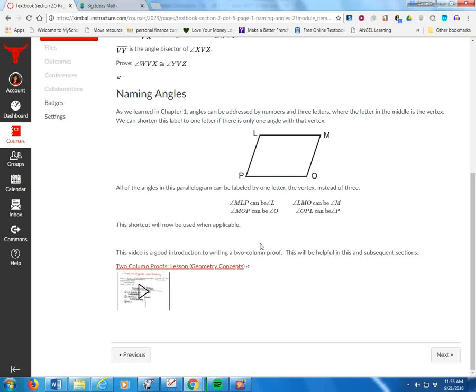All right, so section 2.5 had a few pages to it. And in the first page, we went back and just reviewed a little bit about how to name angles. And remember, if you only have one angle at that vertex, you can just call it a single letter. But if you have more than one angle at that vertex, you have to use all three letters. So what they're saying here is, because in this example, I could call this angle LPO, or I could just call it angle P. Well, with proofs, we're always looking for the shortest way to write things. So we're going to be using single letters when we can. That was the point of page 1. Okay? Other than the video.